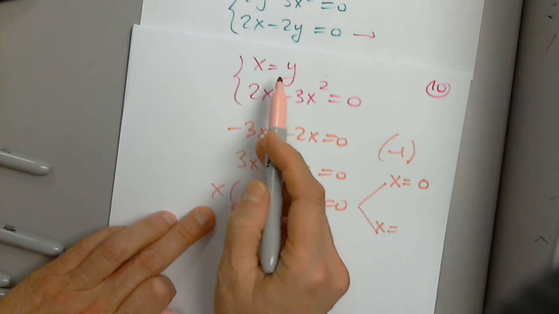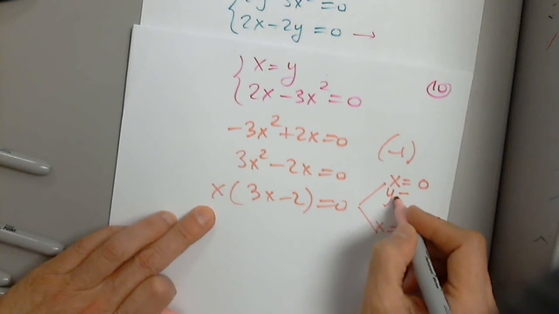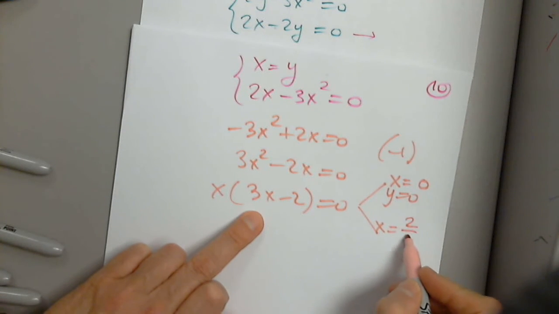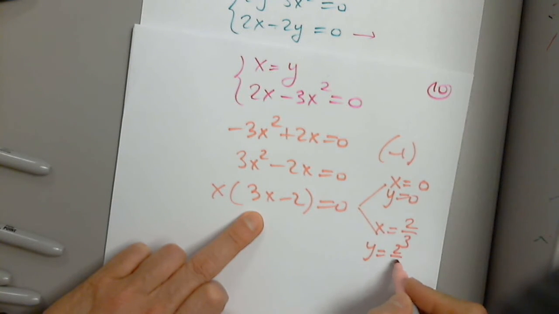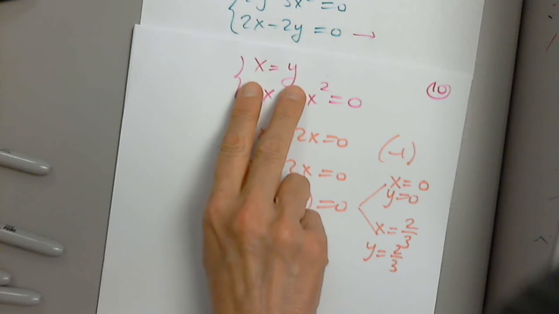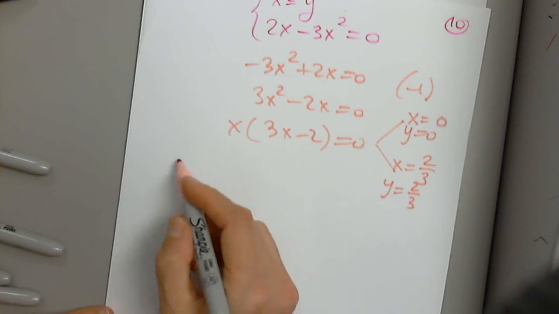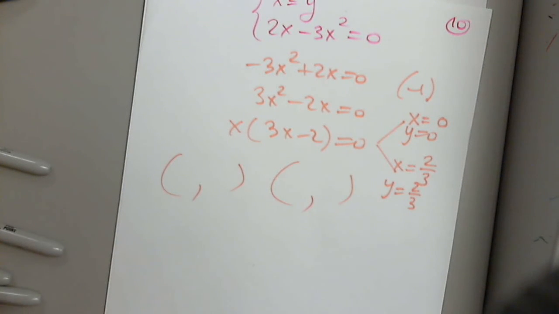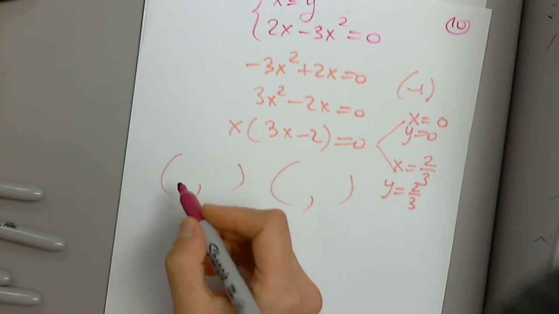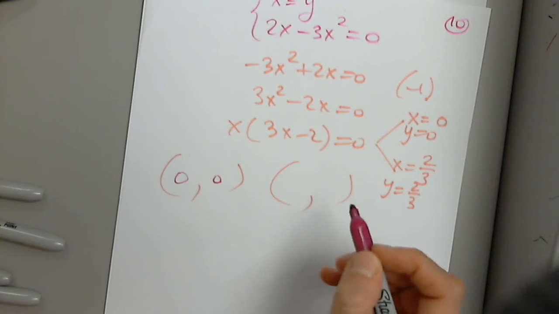If x is 0, then y is 0. If x is 2/3, then y is 2/3, because x and y are the same. So in this particular situation, we're looking at 2 different points. Can anyone dictate the first? 0, 0. Excellent.